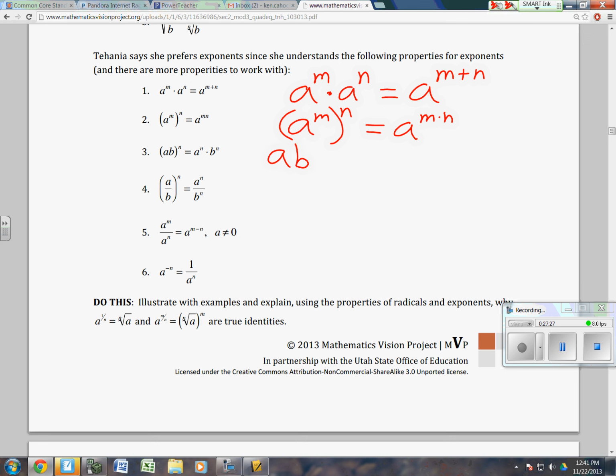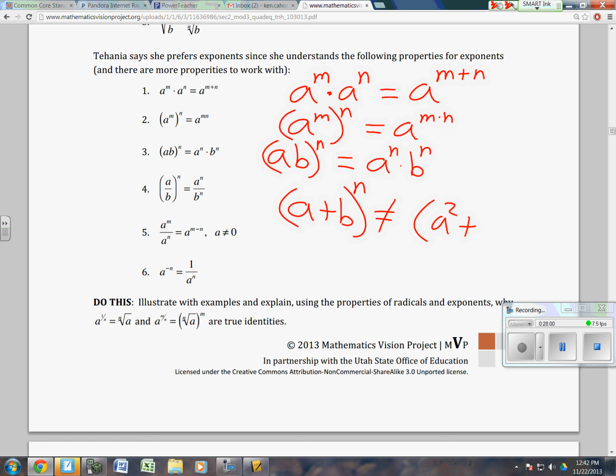A times b. I haven't really gone over this rule with you yet. If I have two numbers being multiplied together and they're both being raised to the same power, I have to individually raise them to that power. So a times b to the nth. This is totally different than this, you guys. This is not true. This right here is not equal. Let's say I had something like that. Well, let's go to the nth power. This right here is not the same as this right. Put 2 in there. Those are not equal. Don't get these two things confused.